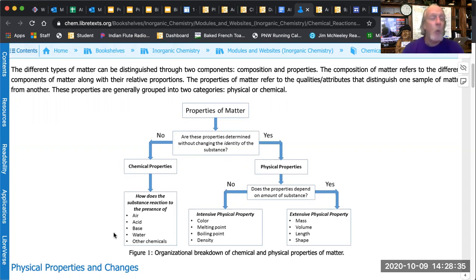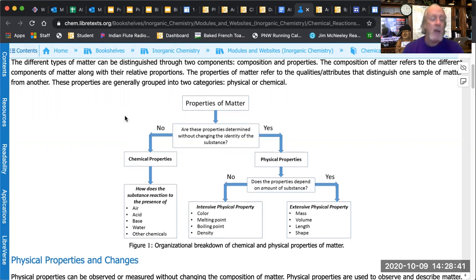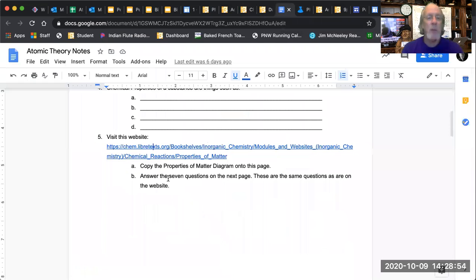And things like gold do not change in water. So these are all different chemical properties. So make a copy of that. You could probably do that by taking a screenshot of that little image and then putting it into the document. All right, so I'm gonna go back to the document.